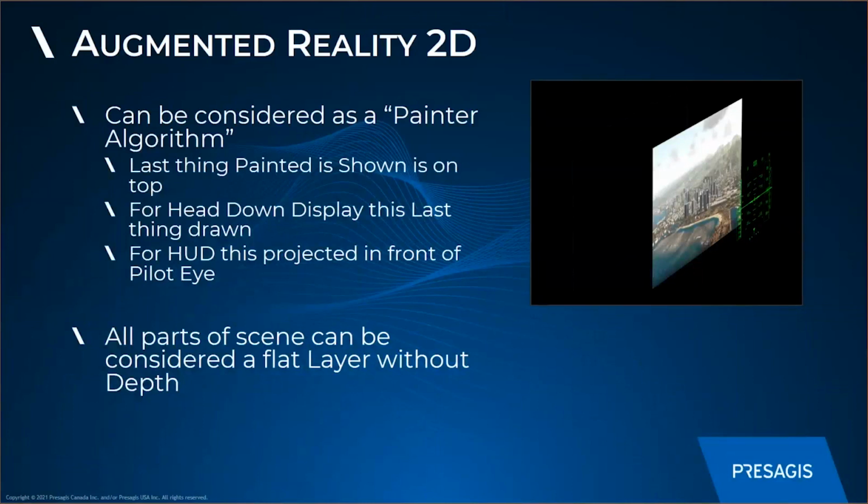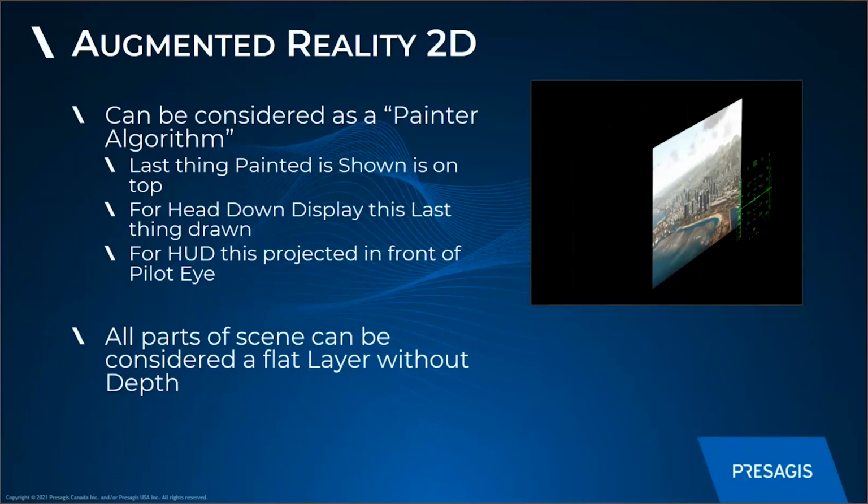Effectively, most of the time, this can be considered as what is known as a painter algorithm. So the last thing that we painted on the screen is shown on the top. So for the head down display, that's fairly straightforward. If we're looking at a computer screen and it's got a camera view and we're showing it on that computer screen, we draw symbology on top of that. And it's the last thing, it's just masking out whatever's behind.